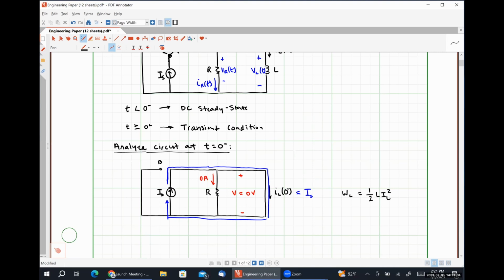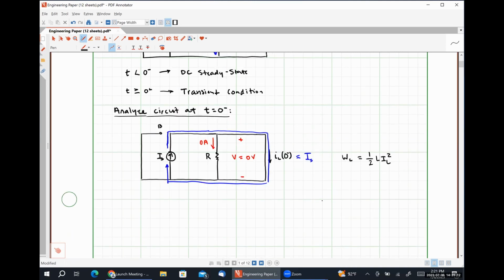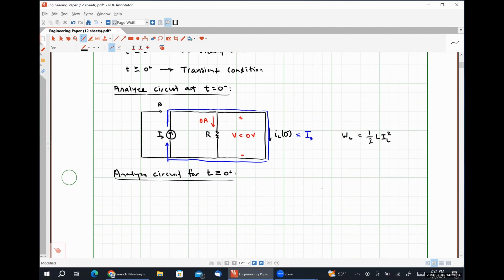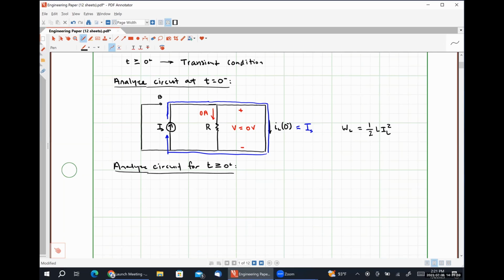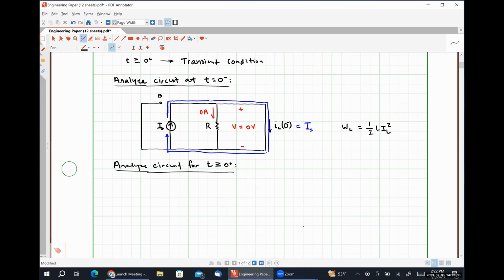So now we're going to look at what happens for t greater than 0+. Okay. So we have a good understanding of what's happening for all points in time before our switch changes state. Now we're going to try to figure out what's going on after our switch changes states, okay? So for t greater than or equal to 0+, okay? So now our current source is going to be connected to terminal B, and terminal A is going to be open, okay?